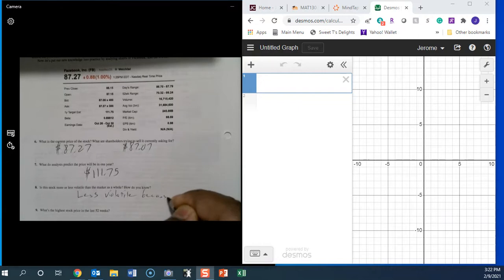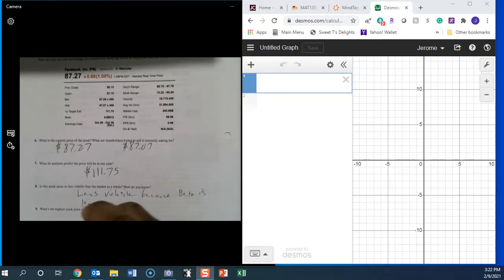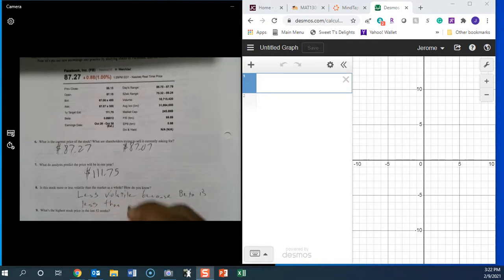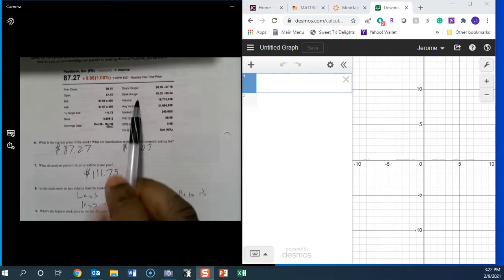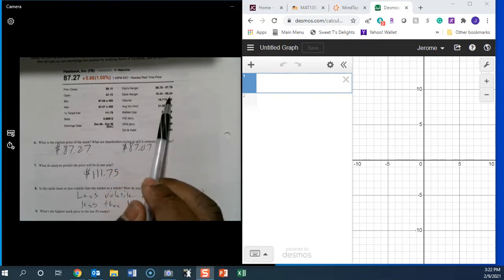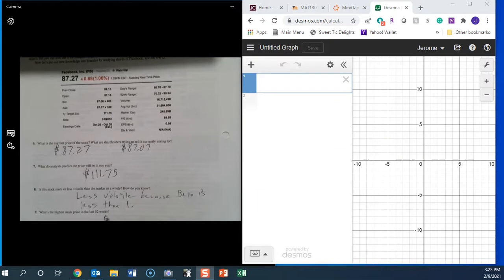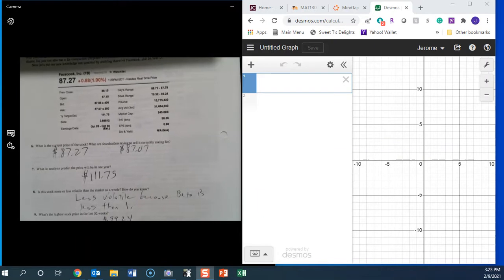because beta is less than 1. Now it says, what is the highest stock price in the last 52 weeks? Okay, so you go to the 52-week range. The highest price was $99.24.